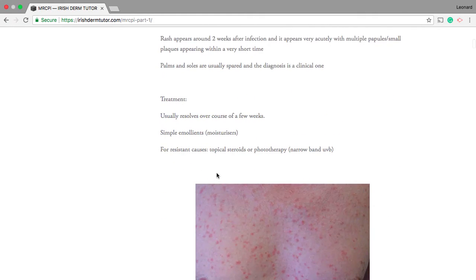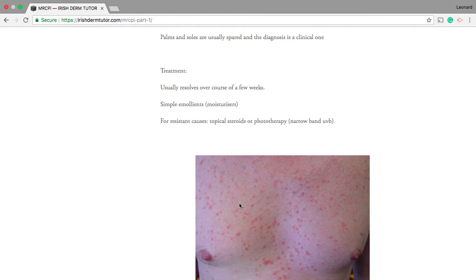You often see these multiple small papules and small plaques which can be scattered throughout the trunk and limbs. However, the palms and soles are usually spared, and the diagnosis is usually a clinical one. The good news is that it usually resolves spontaneously over a few weeks, and often we just give simple moisturizers for this.